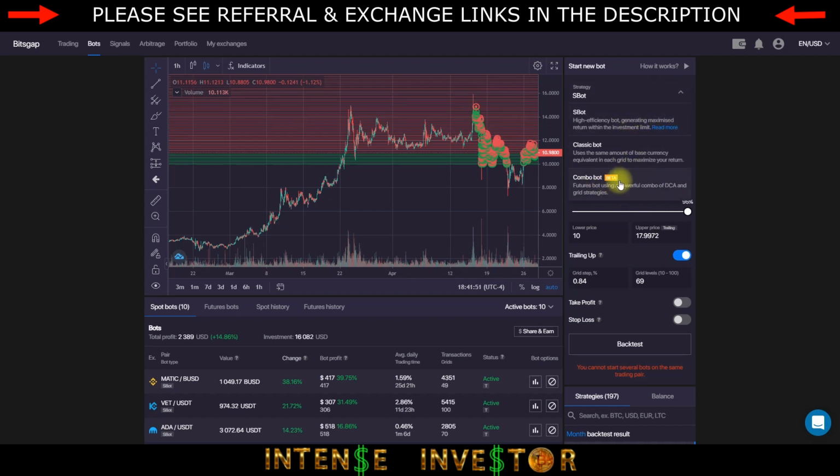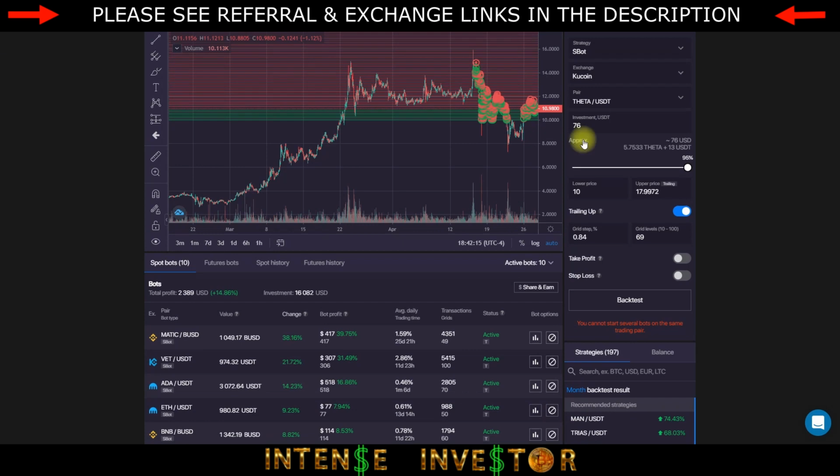They got this new bot. It's a combo bot. It's a futures bot using a powerful combo of dollar cost averaging and grid strategies. I'm not doing anything with that one. I'll probably make another video and talk about that one a little more. But just for this video, I wanted to talk about things you could do for the setup to maximize your gains and just things to look out for.